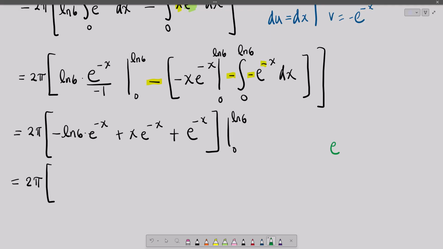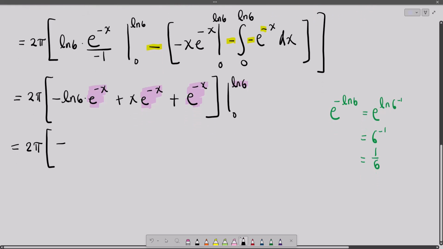So if we do e to the negative natural log of 6, there's a few ways you can think about this. You can pull that negative into the exponent position inside the natural log. The e and the natural log are inverses, so those cancel. They annihilate each other, and you end up with 6 to the negative 1, which is 1/6. So e to the negative x evaluated, so all of these evaluated at natural log of 6, they're all going to become 1/6. Is that okay? So those all become 1/6.